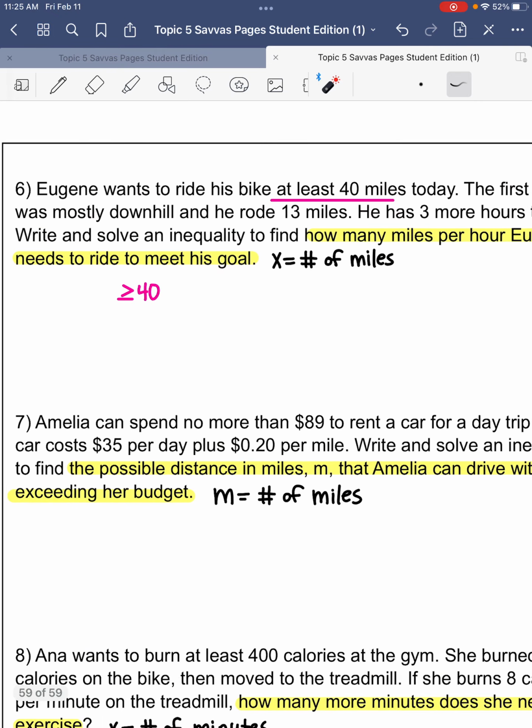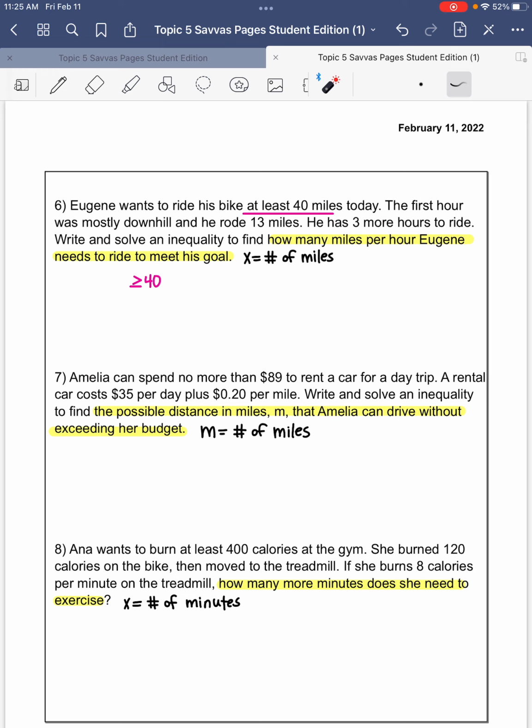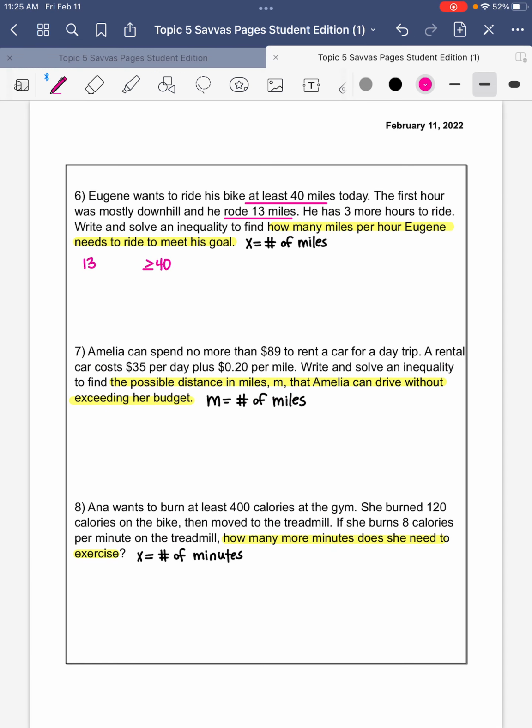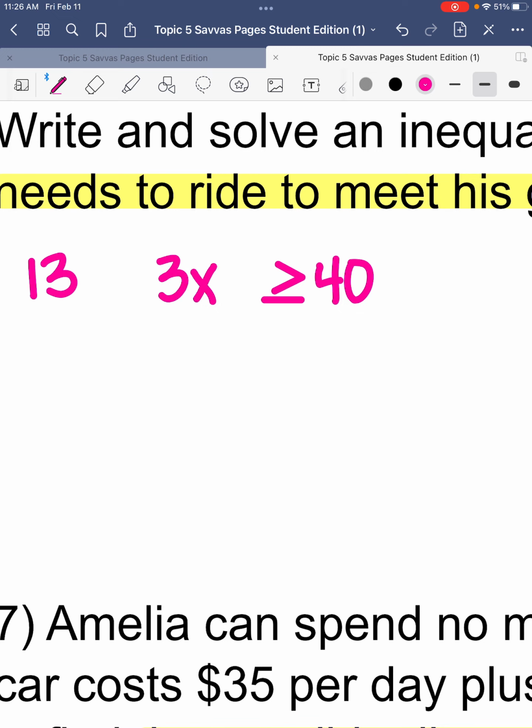Okay, so again, back to our word problem, what's important? Okay, he rode 13 miles already. So 13 is important. And what else is important? He has 3 more hours to ride. Okay, and notice our question, how many miles per hour? So notice they both have hours in common. So I need x to go with that 3. So I've got 13 and 3x. How do I connect those two pieces? Well, I'm going to add them together because they're all part of his total.